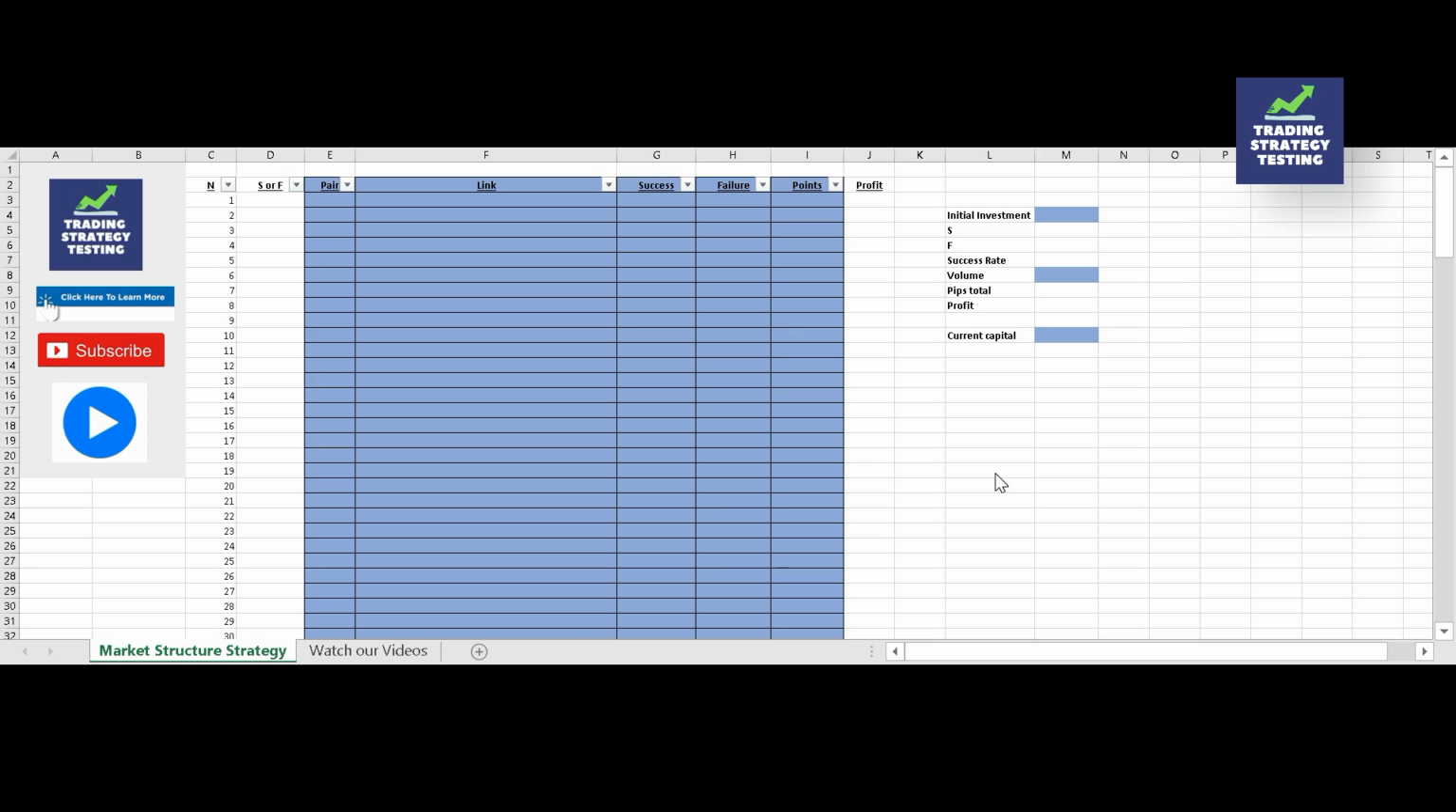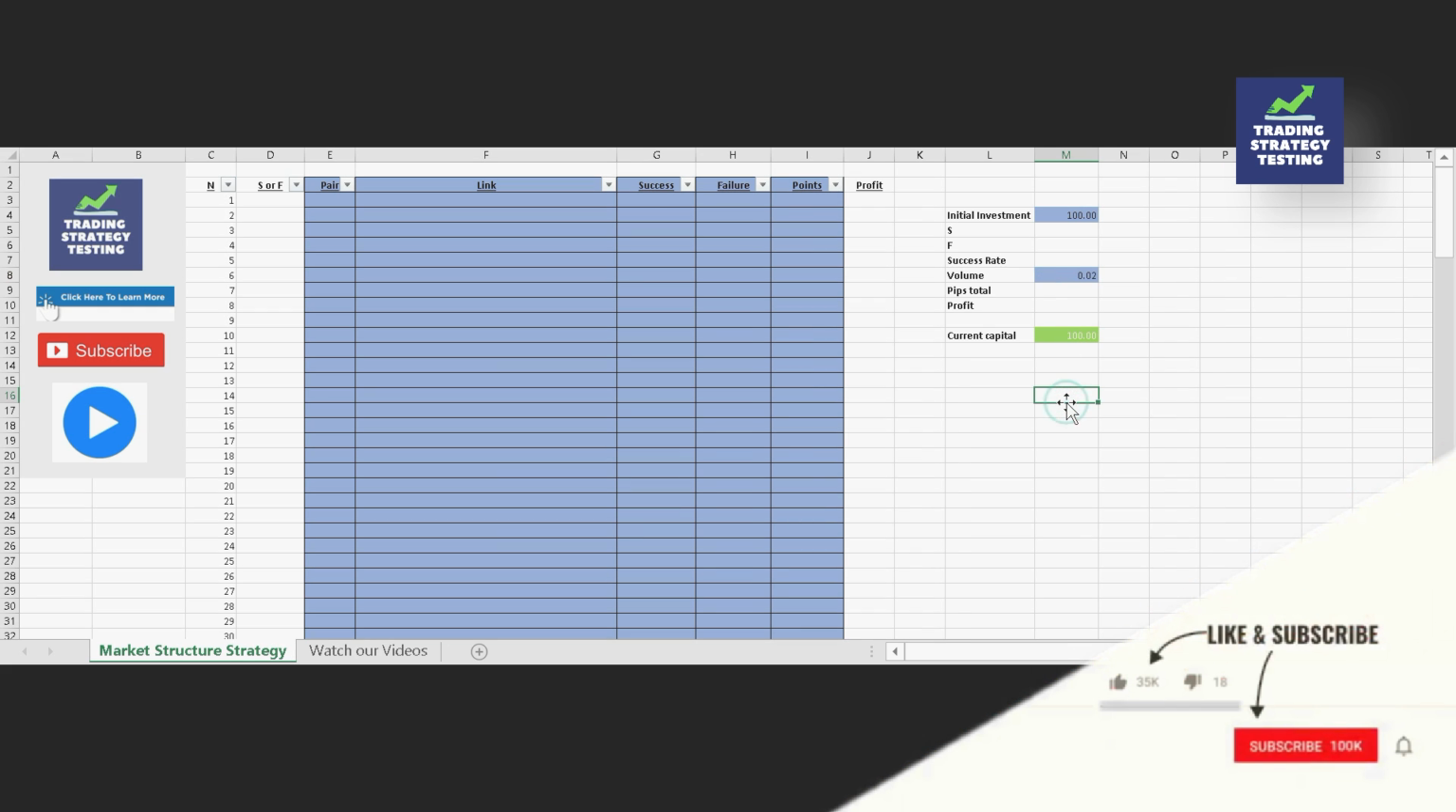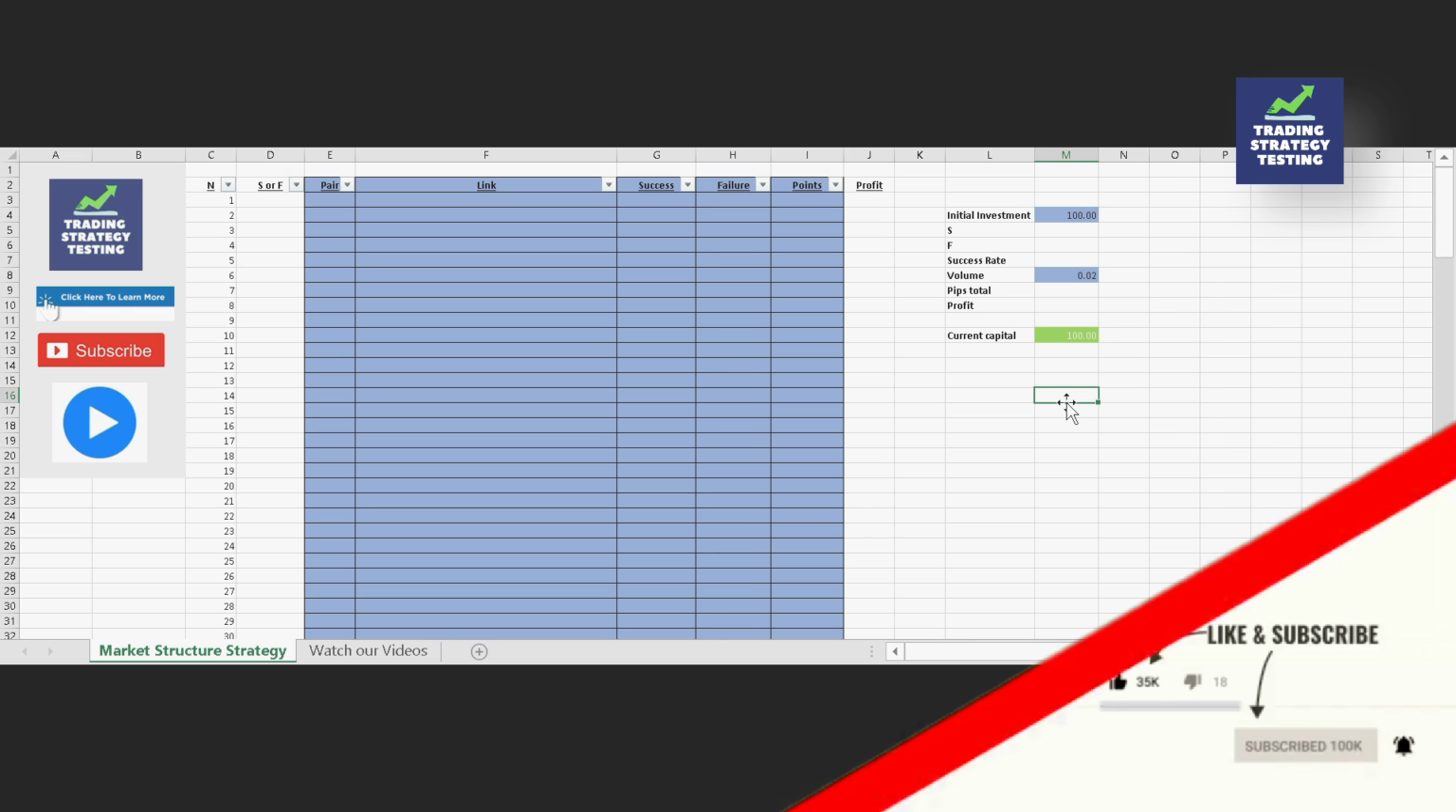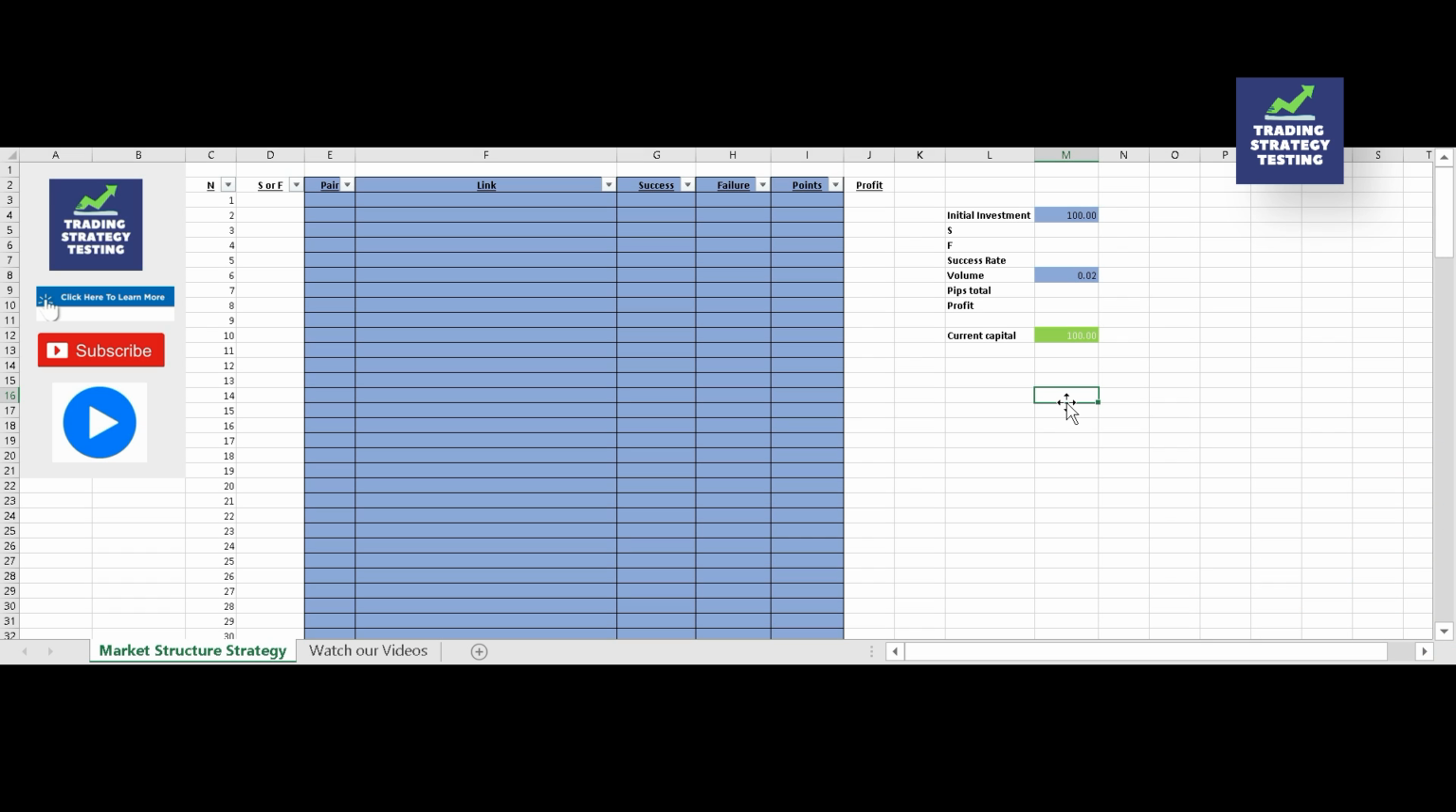Before we start backtesting, let's prepare the templates used to record the trades and calculate the win rate of the strategy. We will invest a $100 initial balance with a 2 micro lot fixed trading volume. You can download your free copy from the link available in the video description. We always advise our students to record their trades to be able to review the losing ones afterwards in order to improve their trading strategy.